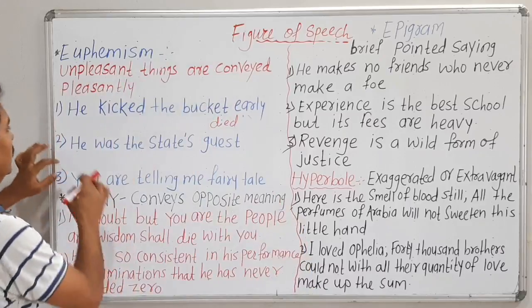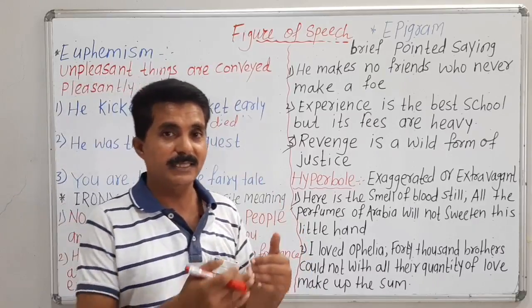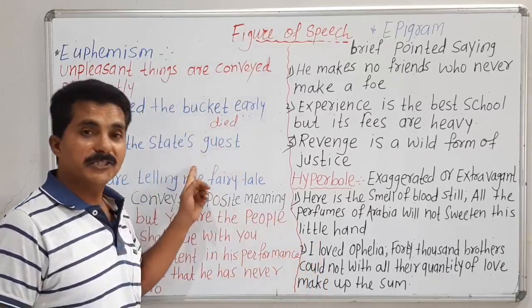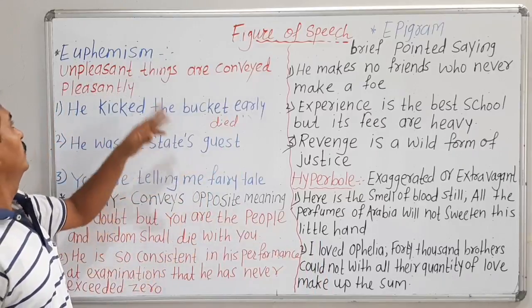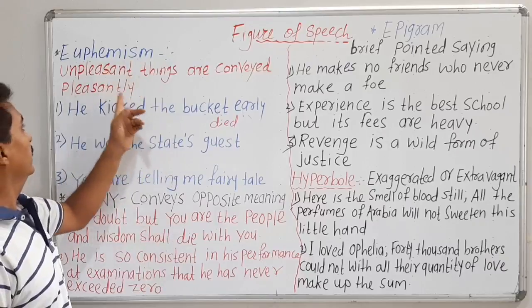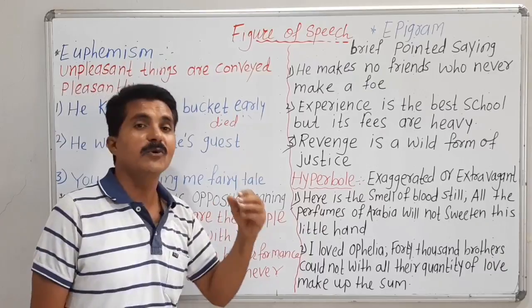Second example, he was the state's guest. What does it mean? It means that somebody is a prisoner, and that prisoner is called the guest of the state. So this is a very beautiful example of euphemism in which we convey unpleasant things pleasantly. He was the state's guest. It means that he was a prisoner.